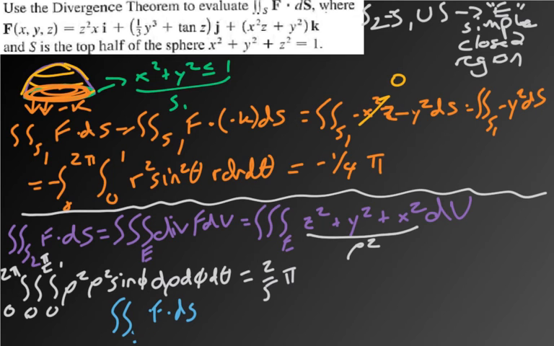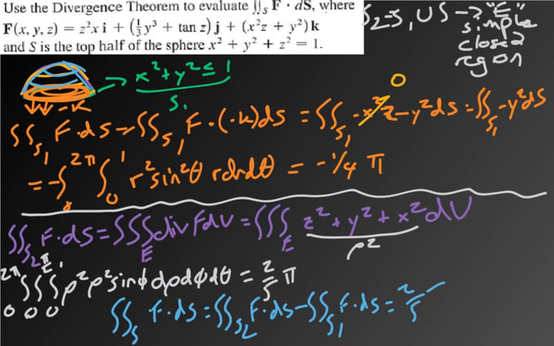S2 is the one I just calculated, of S, right? S is just the top half of the sphere. That's going to equal the double integral of S2, which is my entire upper hemisphere, minus the surface integral of the disk, S1. And so you basically just do 2/5 pi minus negative 1/4 pi, and then you would get 13/20 of pi, and that's it.